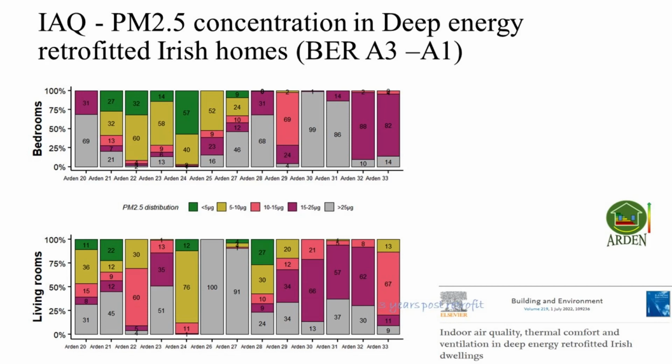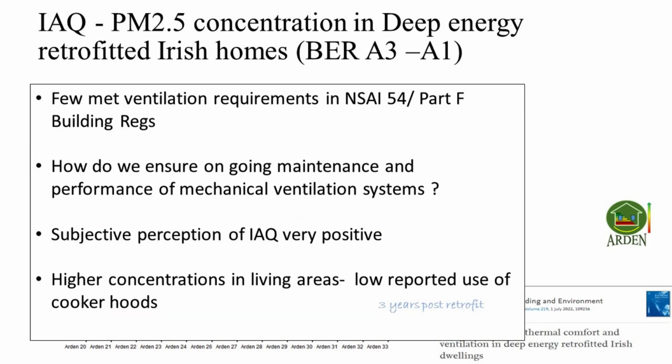We have a lot of activity diary data for these homes. We're able to identify that most of it really is occupant generated, but they're all mechanically ventilated. A few met the ventilation requirements in the NSAI S.R. 54, which was the guidance at the time that these homes were renovated, and even fewer would meet the current requirements in Part F.